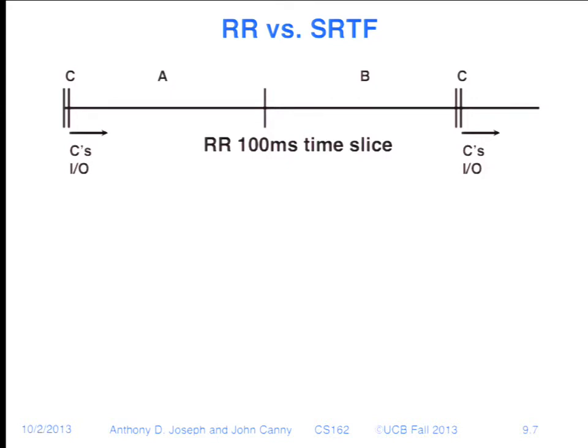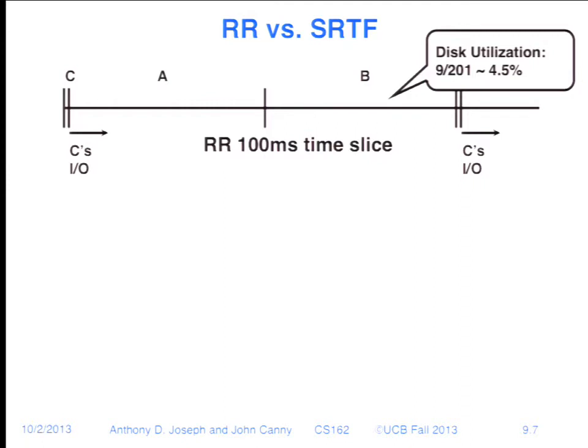So there's 9 milliseconds of I/O, 1 millisecond of CPU in there somewhere. Can't really see it. And then 100 milliseconds of CPU for A. Is that clear? So C's not doing very well. It's running for 9 milliseconds, which is its quantum. These A and B jobs are being scheduled for the full 100 milliseconds, so it's only about 9 milliseconds of disk I/O out of 201.